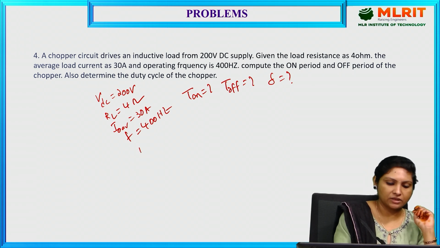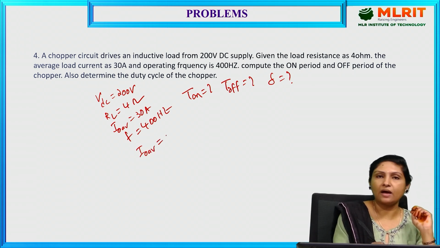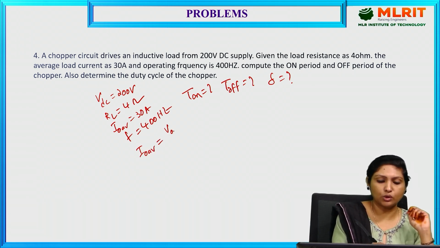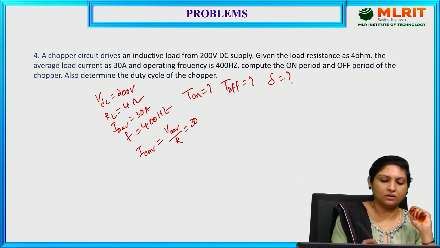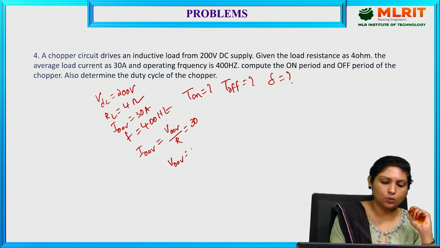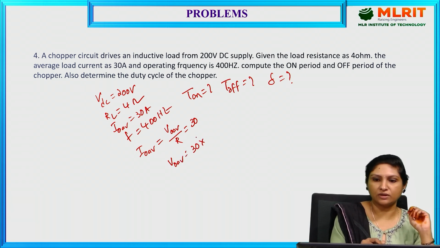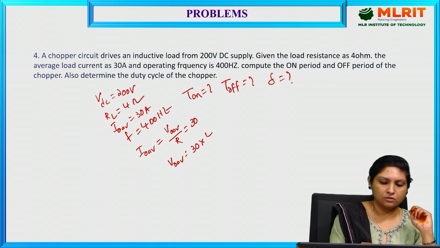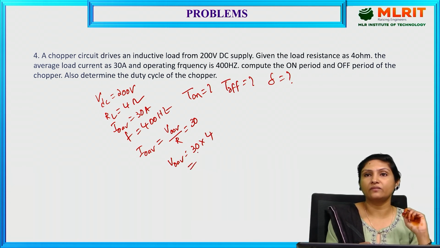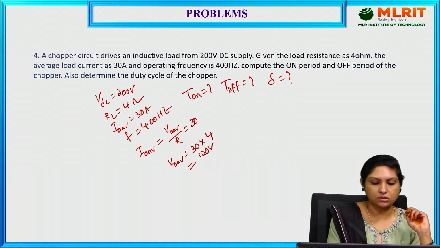For that purpose, let me consider the value of I naught average, where I naught average is equal to, we have the formula, V naught average divided by R, which is equal to 30 given. So here V naught average is equal to 30 multiplied by the value of the resistance, that is 4 ohm. So what we get is V naught average as 120 volts.